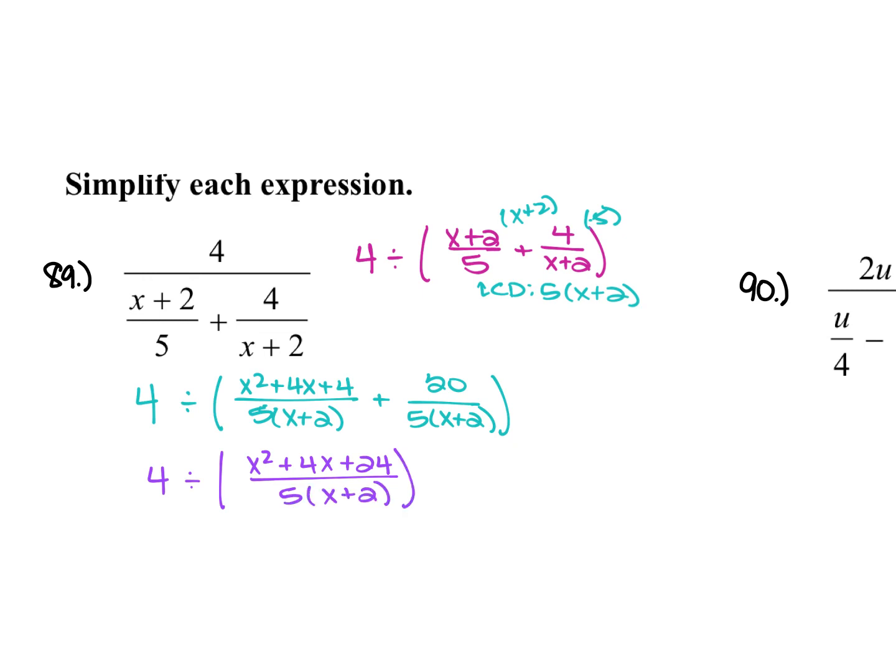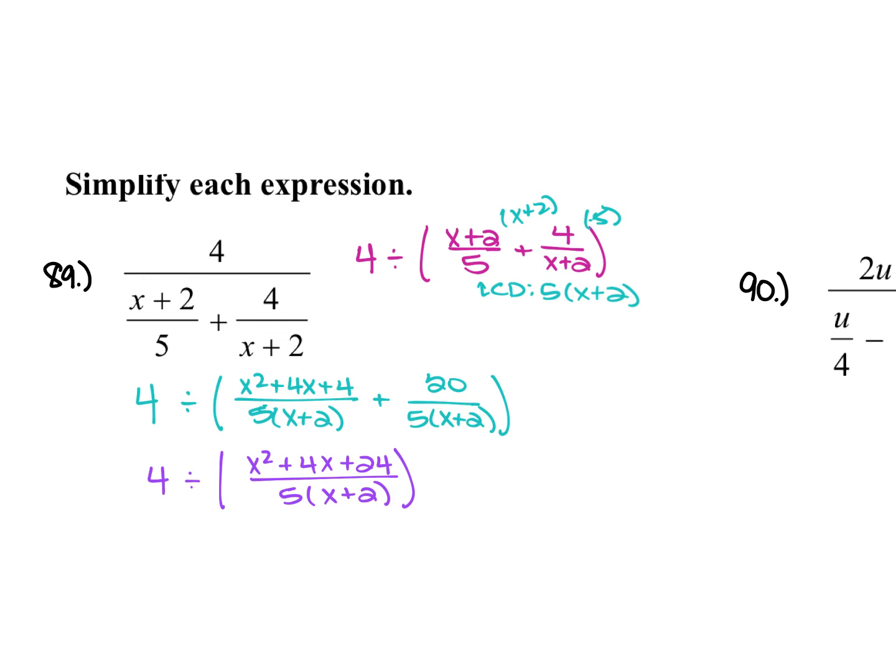You can simplify the numerator of this fraction, that x squared plus 4x plus 24, by factoring it. You may check to see if you have factors of 24 that add to 4. Your factors of 24 are 1, 24, 2 and 12, 3 and 8, 4 and 6. None of those add up to be 4, so it's going to stay the way you see it.